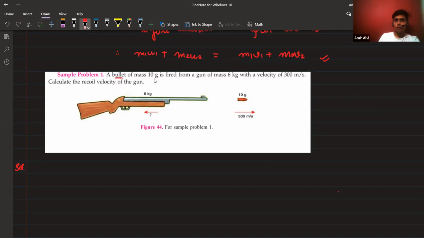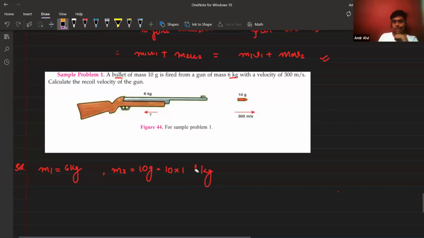See, a bullet of mass 10 gram is fired from a gun. The mass of the gun is 6 kg. So let's assume that M1 is 6 kg. Clear? M2 is 10 gram. Now the mass is in gram, so I need to convert that into kilogram because the SI unit of mass is kilogram. Clear, everybody? Yes, sir. So 10 into 10 to the power minus 3 kilogram. Why?